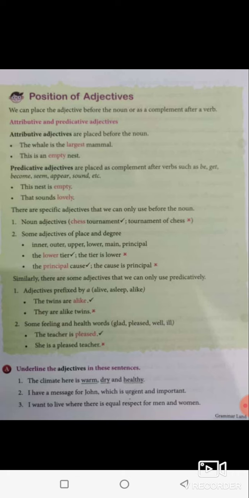We should not use they are alike twins. No. The twins are alike. They look like the same. They look similar.